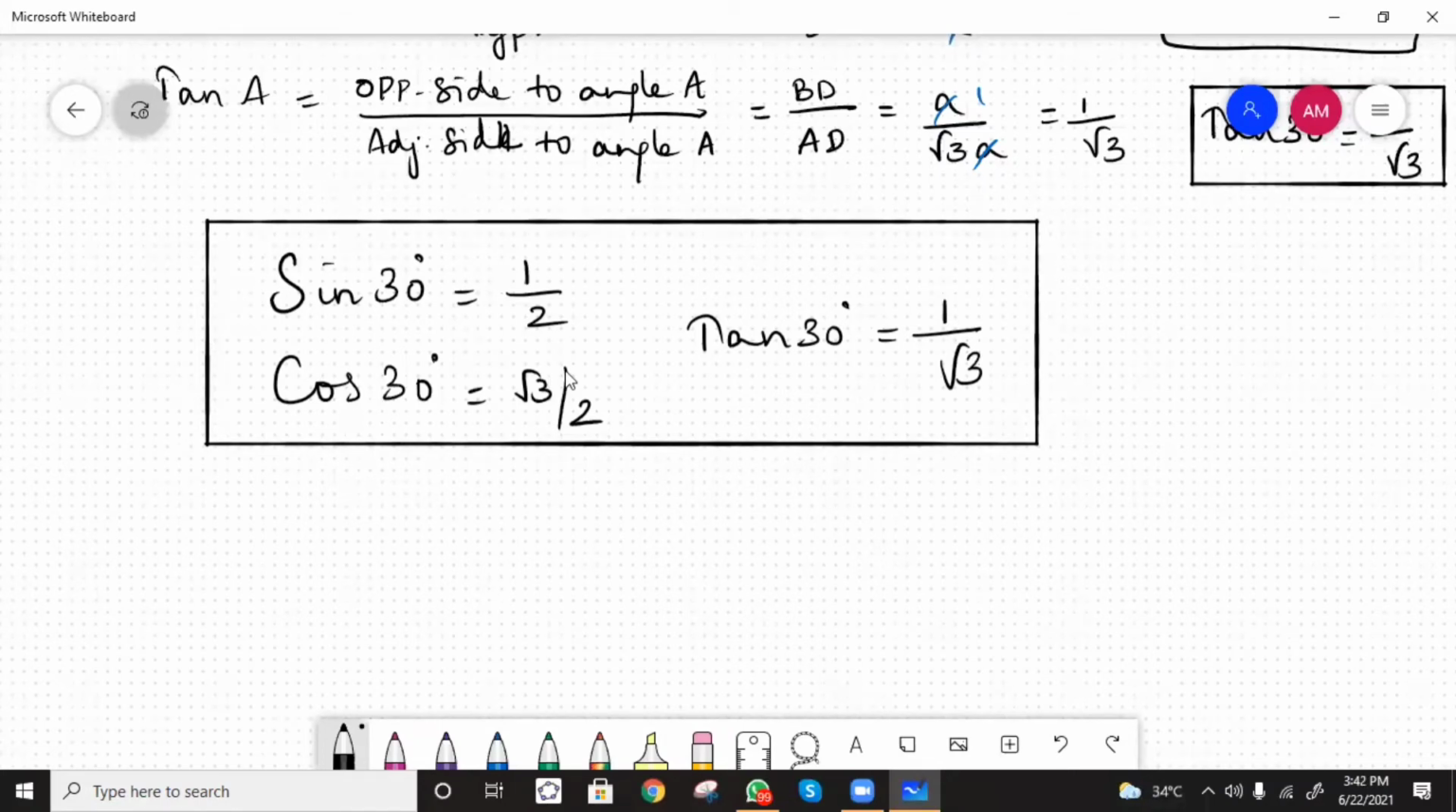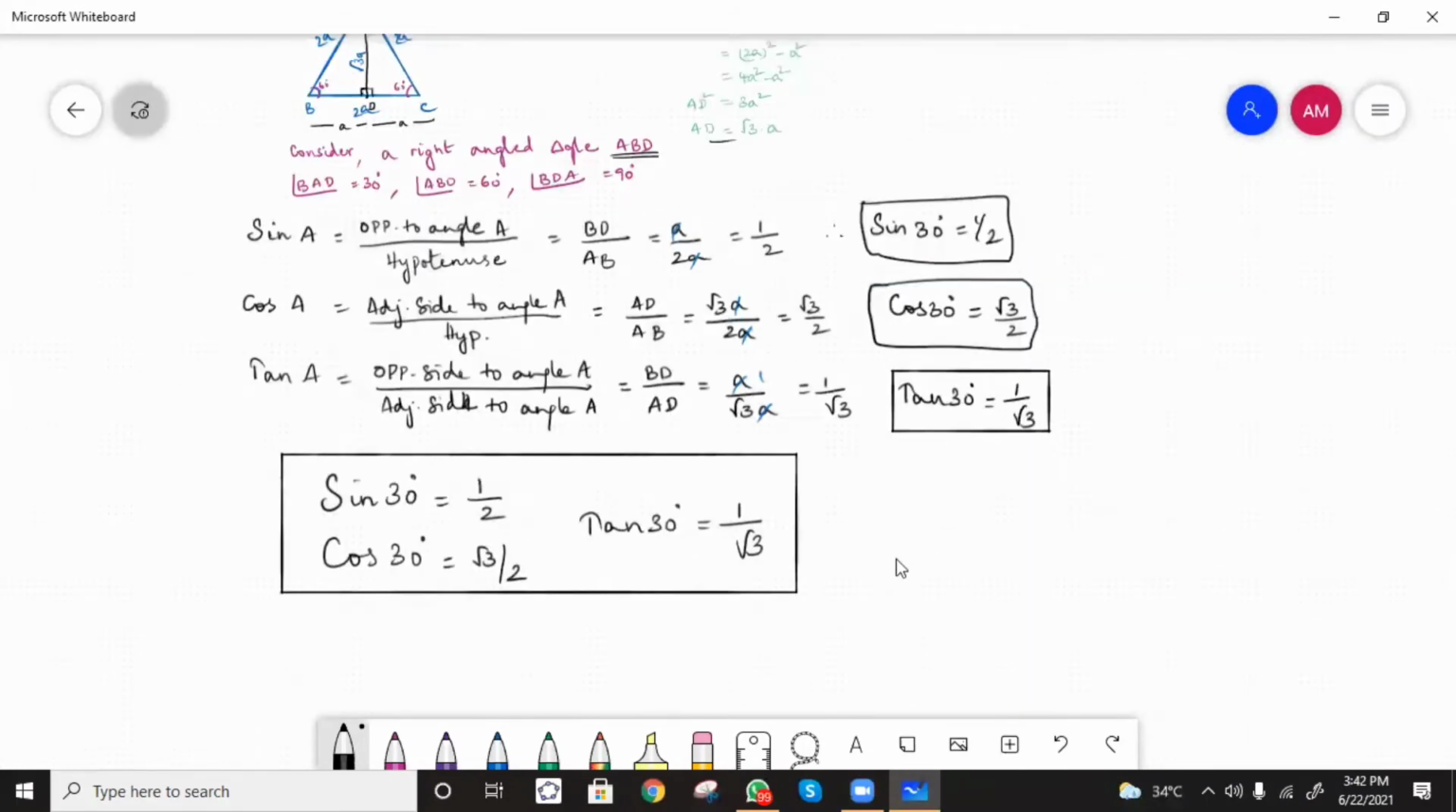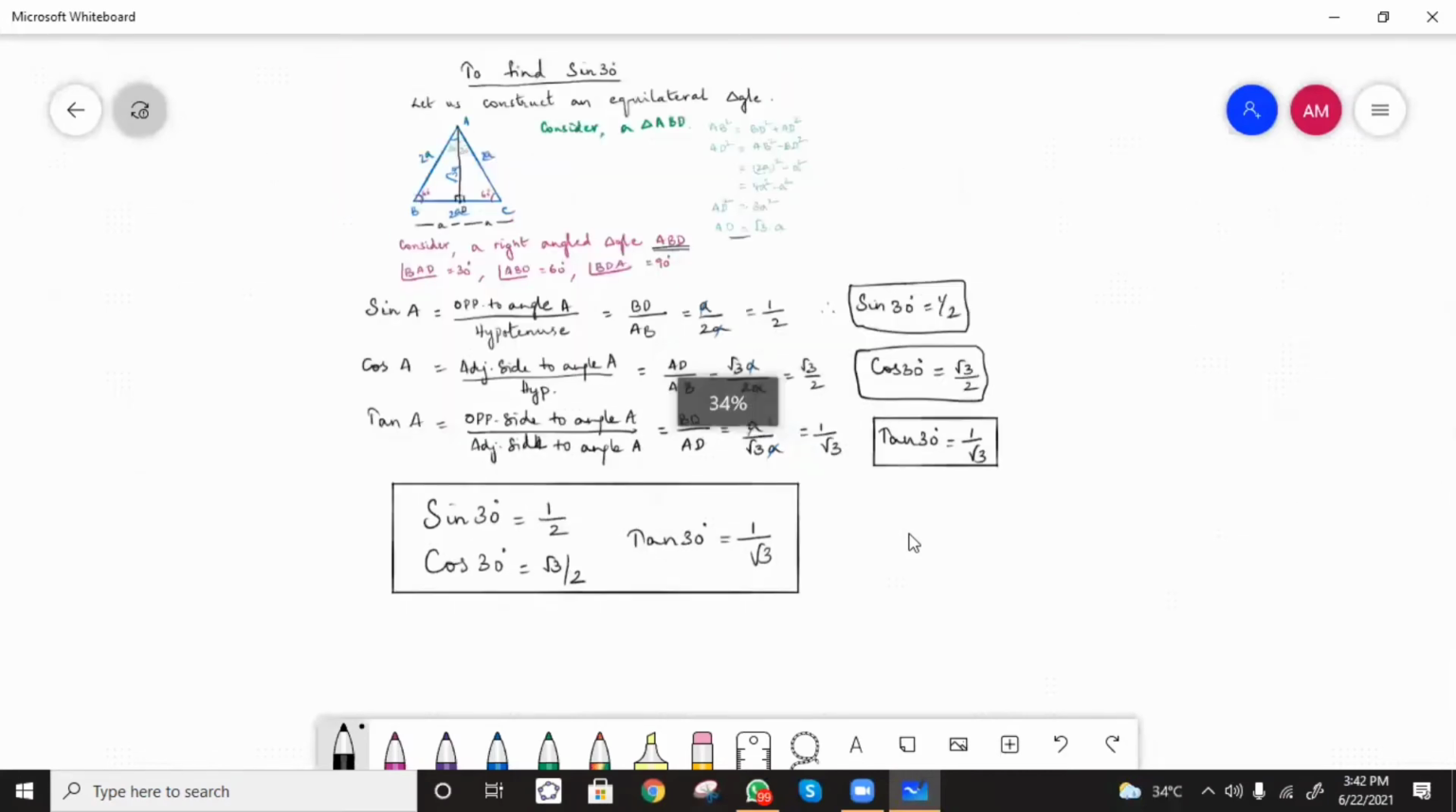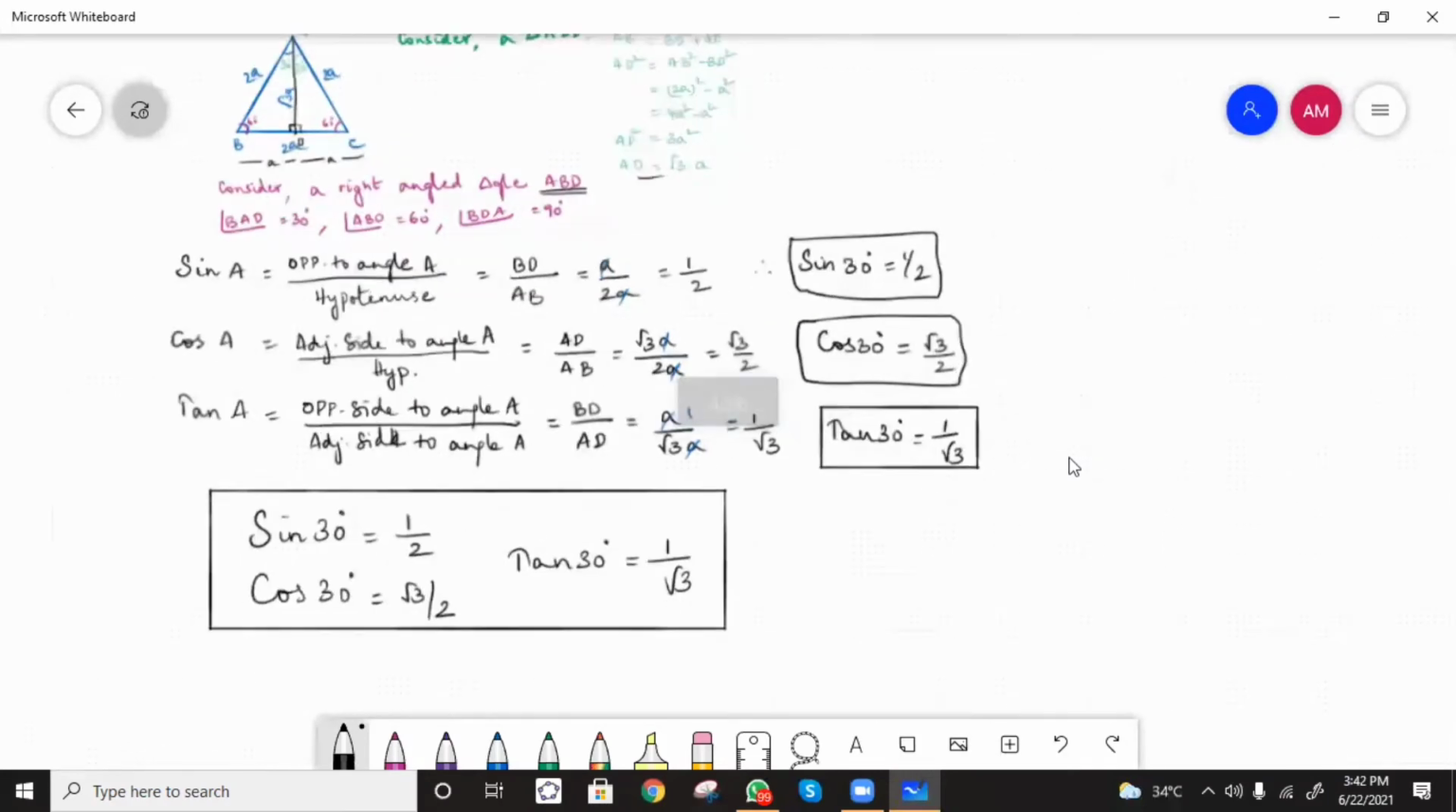Before going to find trigonometric ratios for angle 60 degrees, let me mute all of you. If you have any doubt, please ask me. You can clarify. No, ma'am. Is it clear to all of you? Yes, ma'am. Okay, so let us move to 60 degrees. Let me mute all of you.